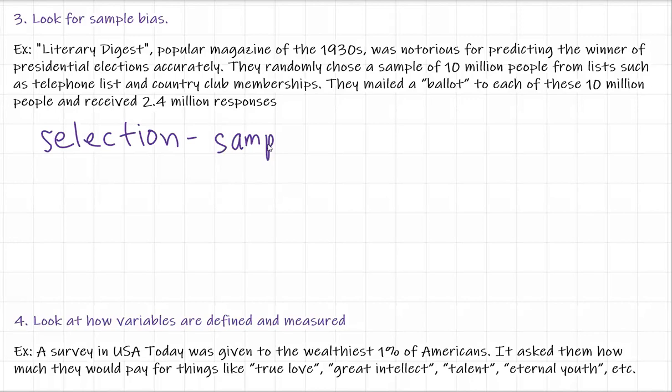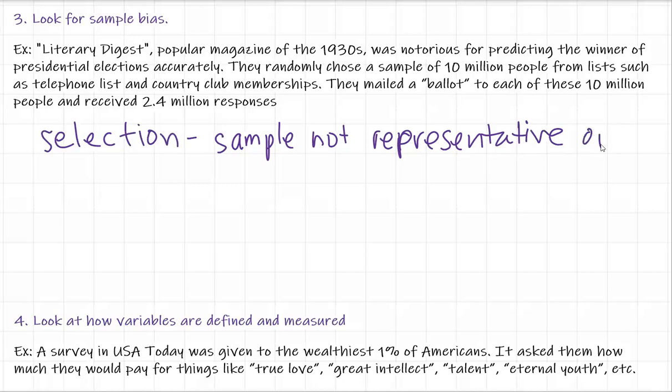Sample not representative of all Americans. Okay. Not every single American had a telephone and not every single American had a country club membership. So whatever result they get from these ballots, they cannot extrapolate. That's when we go ahead and extend the results to the population. We extrapolate the results to the population. That is not an okay thing to do because our sample is not representative.